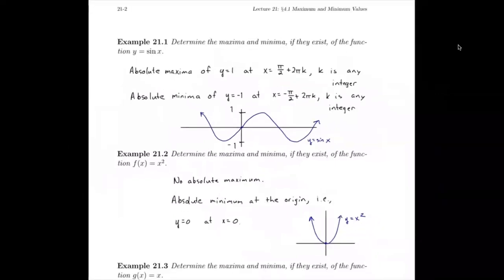They're absolute. Okay, so they're also, coincidentally, each of these is also a local max and a local min, right? So that's kind of interesting that they coincide. They won't always coincide, but sometimes they do.